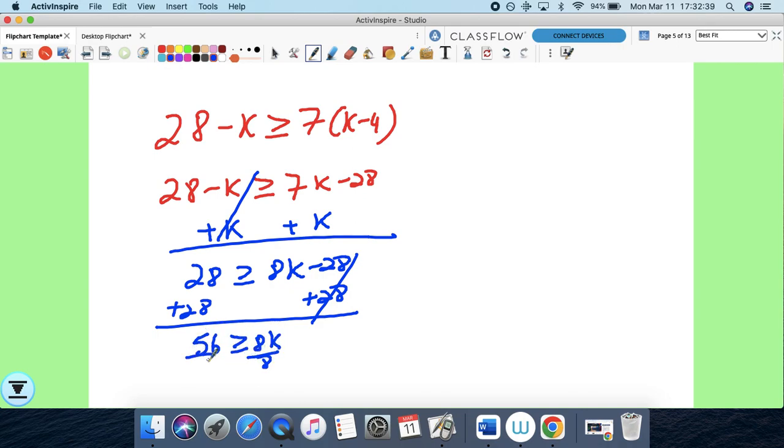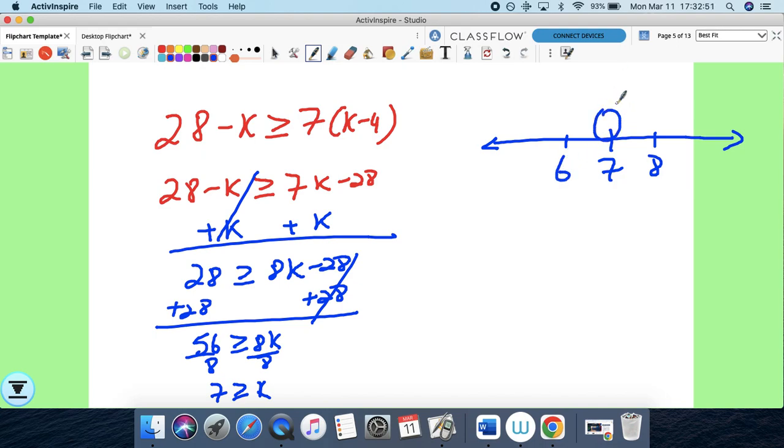Divide by 8, and I get 7 is greater than k. So the solution, so k can be any number that is less than 7. So here's 7, here's 8, and here's 6. Circle and 7. 7 is part solution, so we shade. And 7 is greater than all these numbers, which are numbers to the left of 7. So, and again, any number to the left.